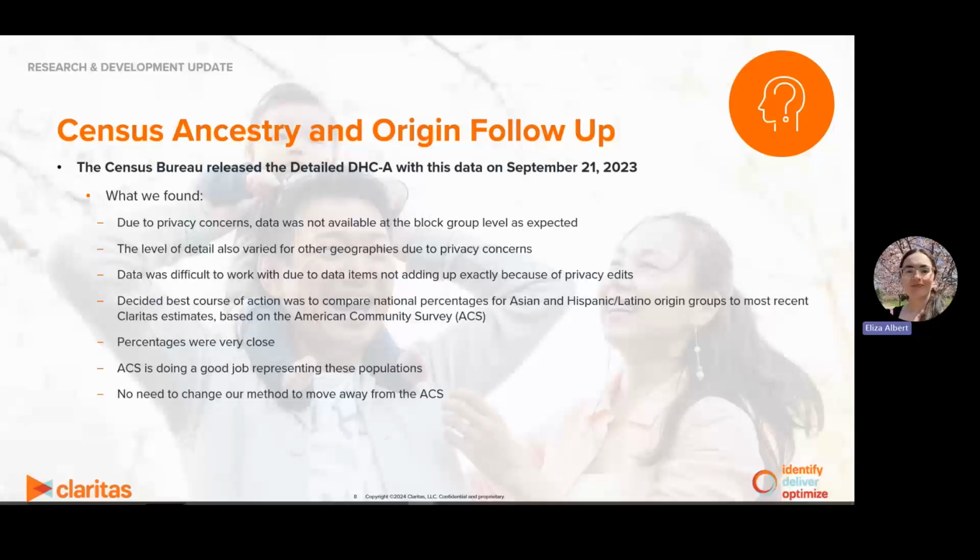was to compare the national percentages of the Asian and Hispanic or Latino origin groups in this data to our most recent Claritas estimates, which are based on the American Community Survey, or the ACS. And what we found is that the percentages were very close, which means the ACS is doing a good job representing these populations. And this is good news because that means there's no need for us to change our method to move away from the ACS.